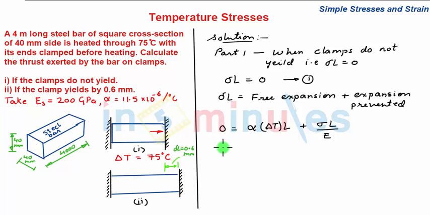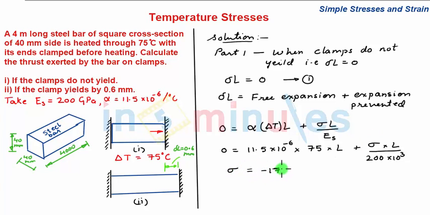Upon substituting the values, we get 0 is equal to 11.5 into 10 to the power minus 6 into delta T, which is plus 75 since it is being heated, into length L, which is not given, plus sigma, the stress induced in the steel bar, multiplied by length upon E of steel bar, or E_s is 200 into 10 to the power 3. So L and L will get cancelled. We get the value of sigma in the steel bar as minus 172.5 Newton per mm square, and this stress will be a compressive stress.